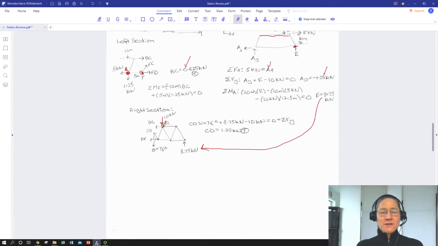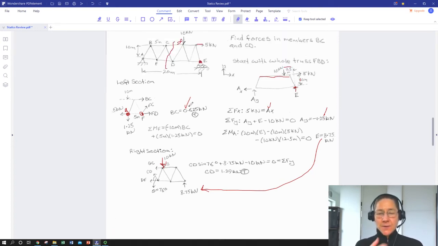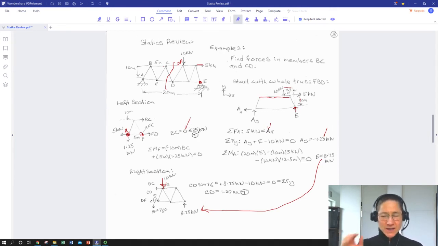So the 10 kilonewtons downward and 8.75 kilonewtons upward, the difference in those two vertically oriented forces has to be compensated by whatever is going on with the normal or the vertical component of CD. So we can take the sum of the forces in the Y of this section and get the magnitude and direction of the force in CD, and it turns out to be 1.29 kilonewtons in tension, and BC was 0.625 kilonewtons in tension.